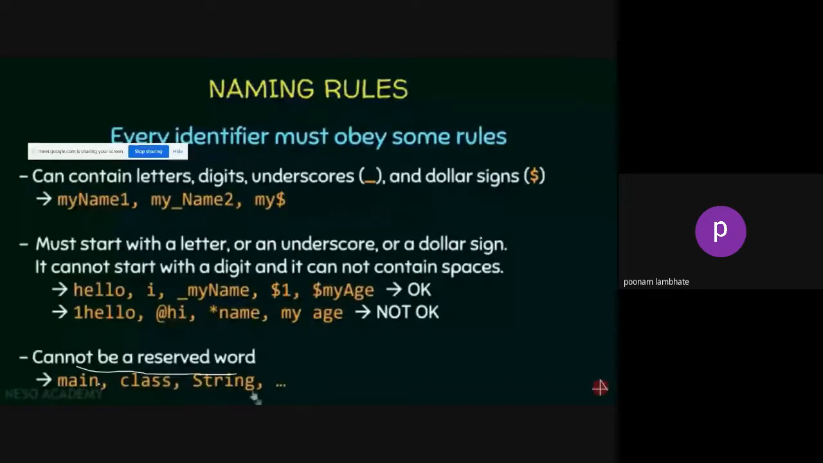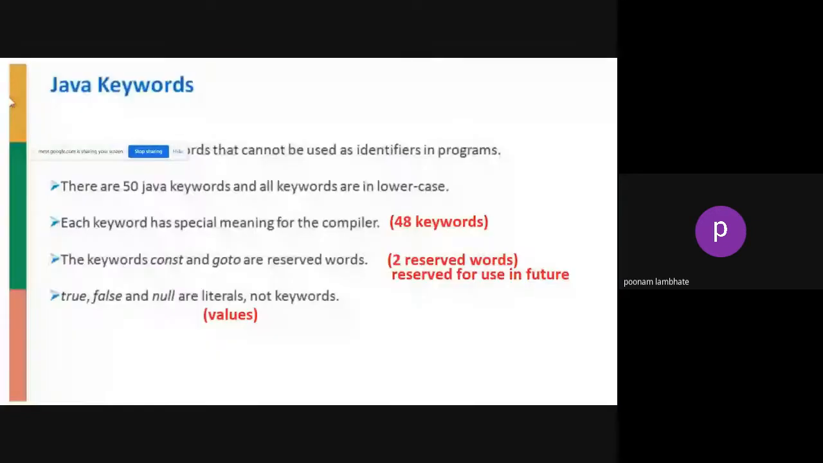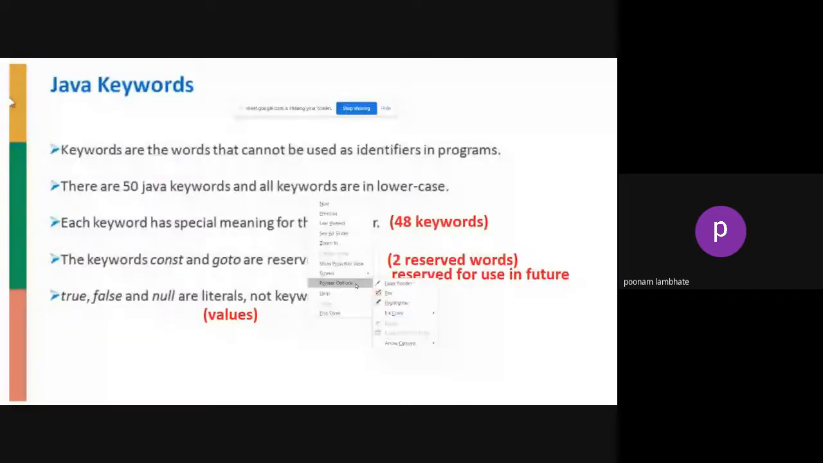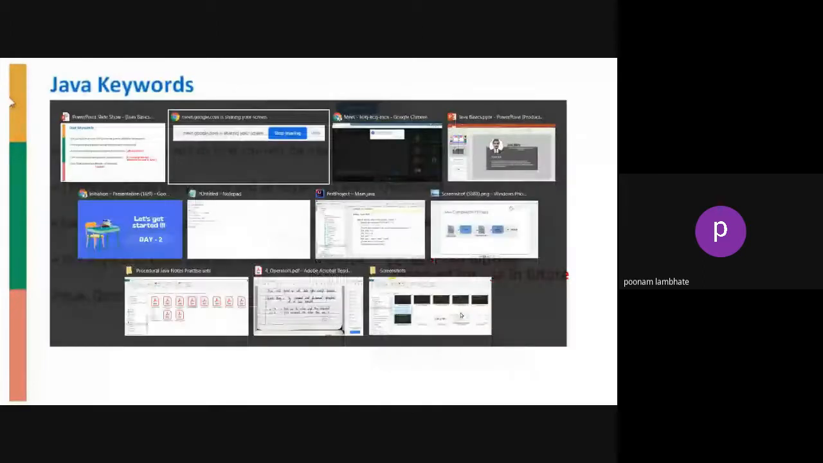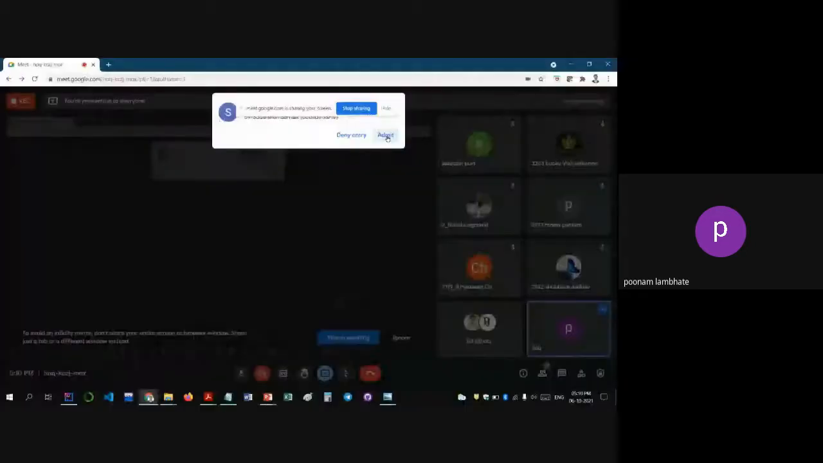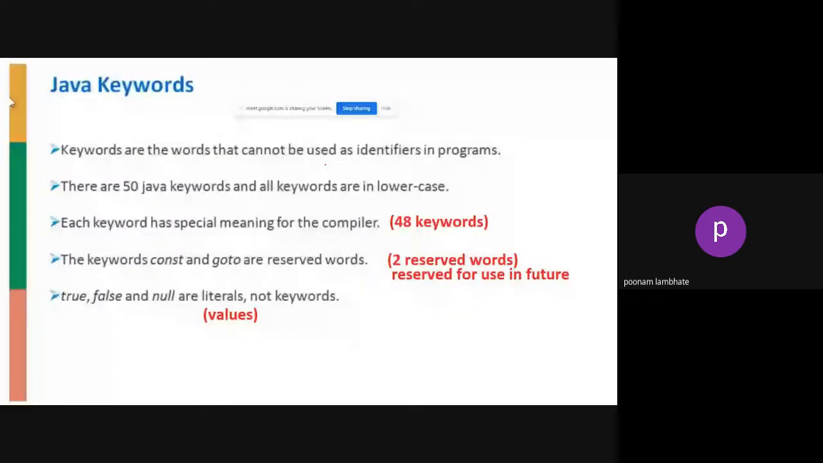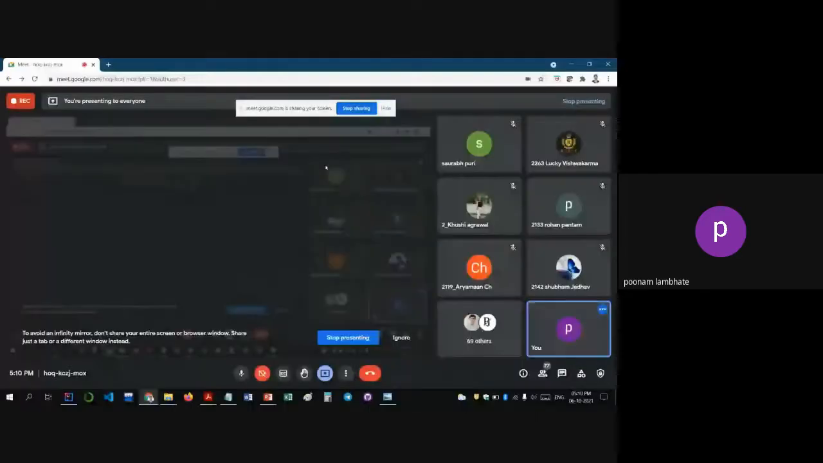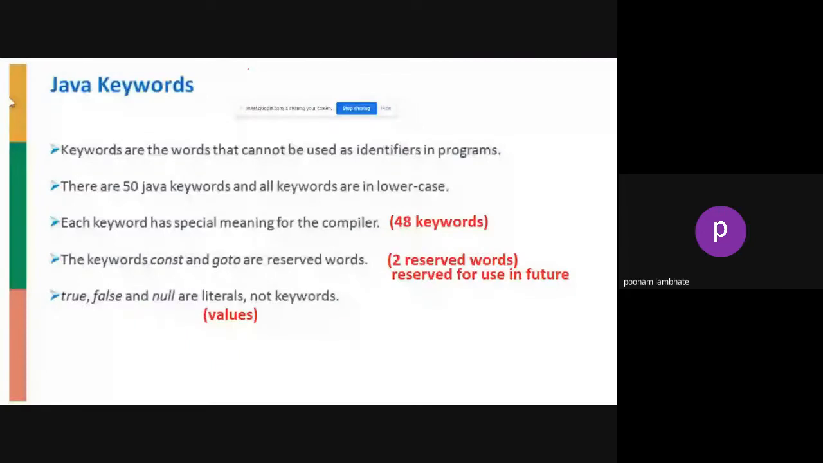Now reserved word means what? I'll show you. Now there is something called a keyword and something called a reserved word. So we'll see what is the difference between them as well. So keywords are the words that cannot be used for the identifier names. What are keywords? There are 50 Java keywords and all of them are in lowercase.